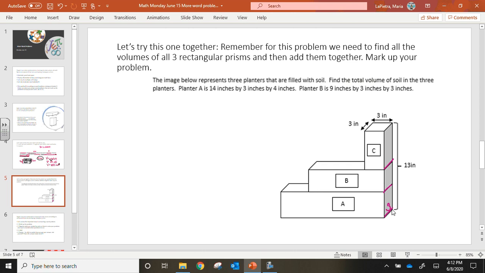Okay, so we need to figure out, this one is a little bit higher than these two. How are we going to figure this out? This part, again, they're saying this is 3 and this is 3.